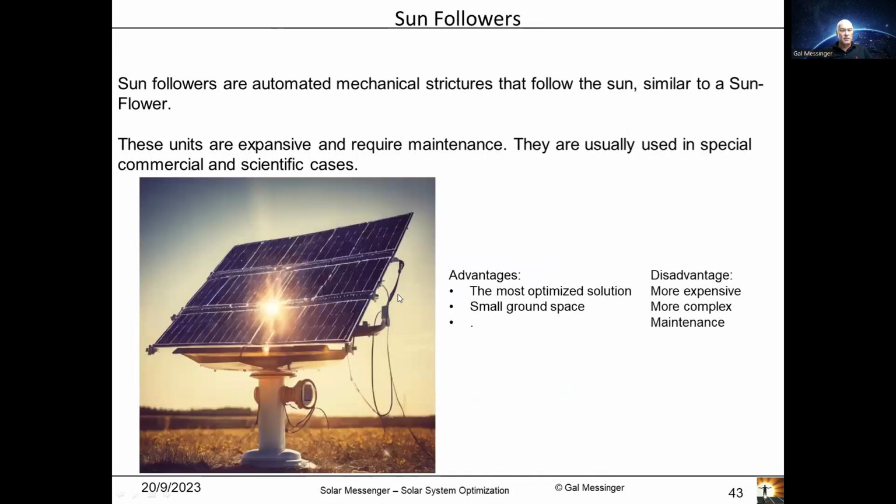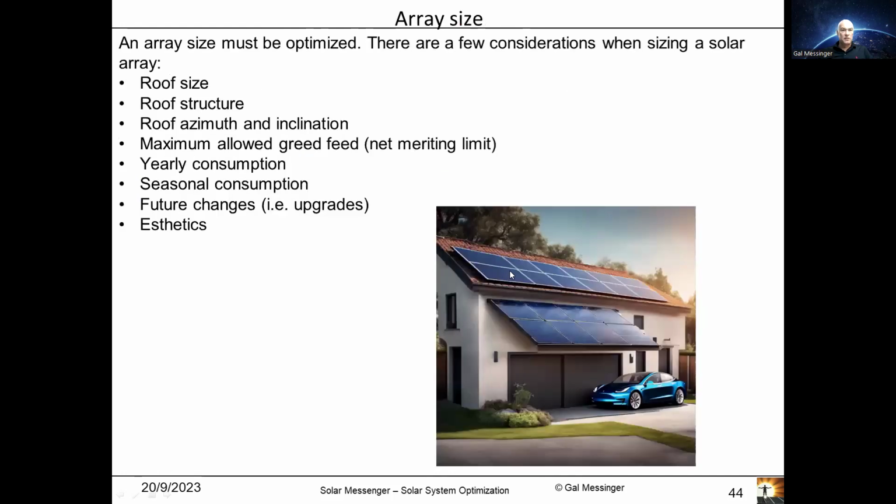There's another one, which is the solar follower. And that is a beautiful illustration of a solar follower. As you can see, the sun reflects on it because it actually follows the sun like a sunflower. Now, it's a very big system. It's huge, expensive, computerized, usually not used in regular scenarios. I would say if you have a telescope on a mountain, maybe they use those. But for regular situations, it's very expensive.